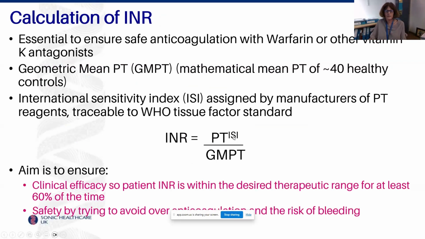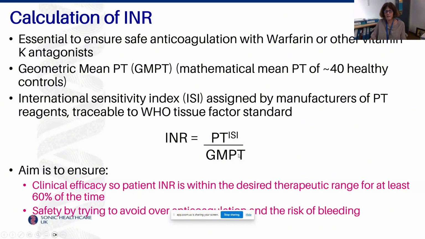We need to know the international sensitivity index of the reagent that we're using, and that is always on the insert that comes in the box with the PT reagent. So to get the INR of the patient, we take the PT of the patient divided by the geometric mean PT of 20 normals. So those are 20 healthy controls.